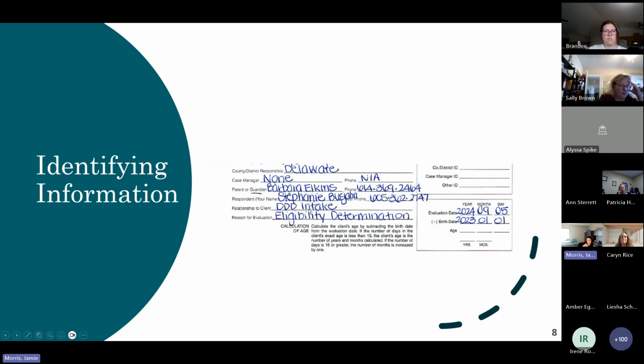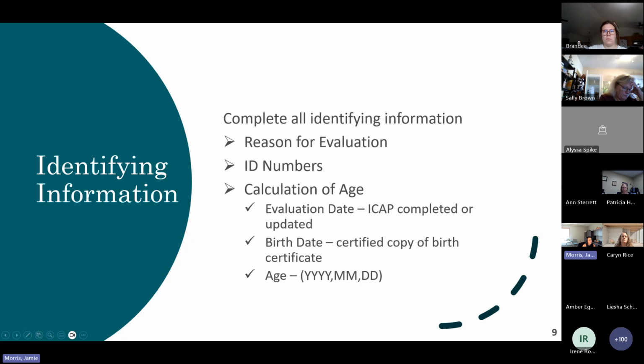So if you are the conflict-free case manager, family support coordinator, you would put that information here. And then you would go ahead and write a brief summary of why this evaluation is given. This one was given for eligibility determination. If this is an annual look at the ICAP, you would put that in here. If there was, for example, a change in condition, you would write that in there. It doesn't have to be complex. We just need to know why this evaluation was given at this time.